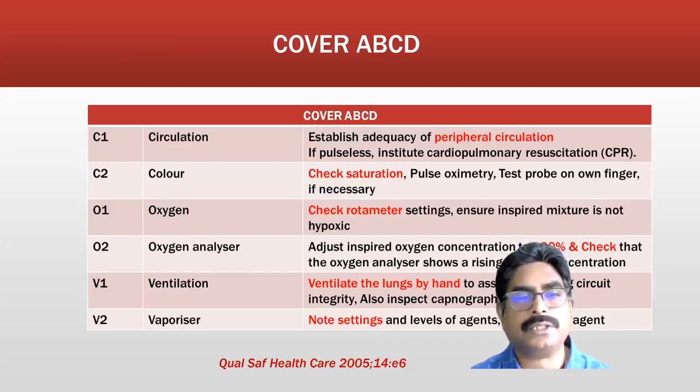And you check the oxygen analyzer. Adjust the inspired oxygen concentration to 100% and check that the oxygen analyzer shows the rising concentration. Then ventilation and vaporizer. You ventilate the lung by hand, manual ventilation, and you can check the integrity of the breathing circuits. You can check the capnography and you can check the lung compliance and the airway resistance.